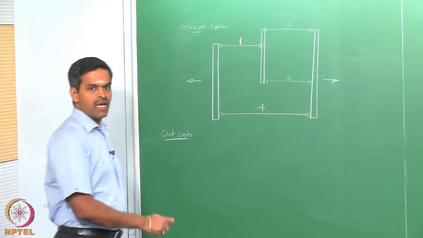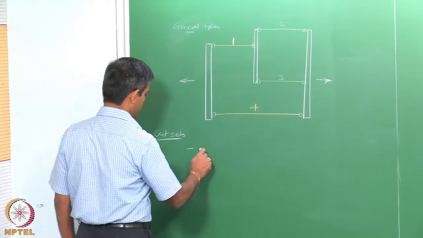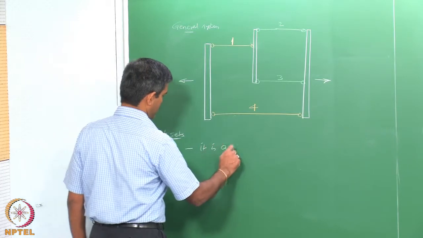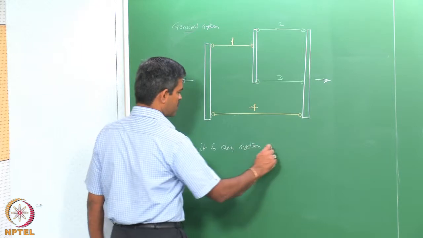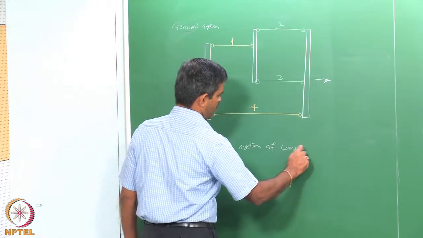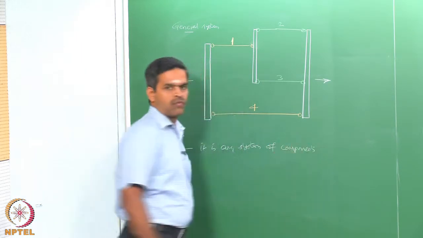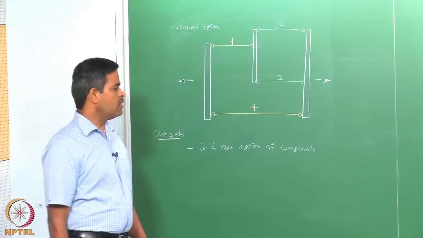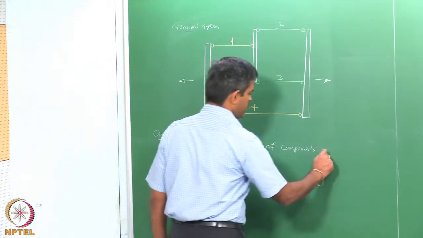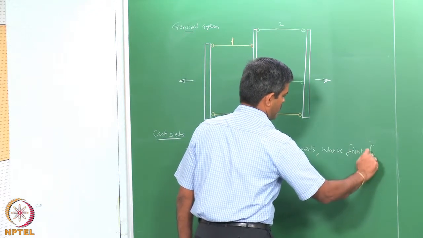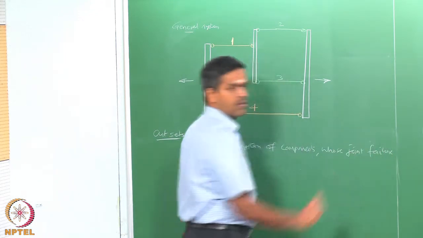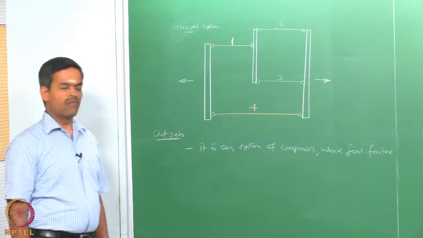A cut set is any system of components whose joint failure constitutes a failure of the system.